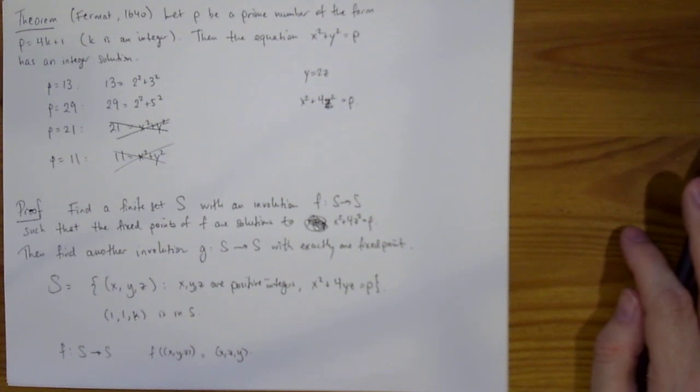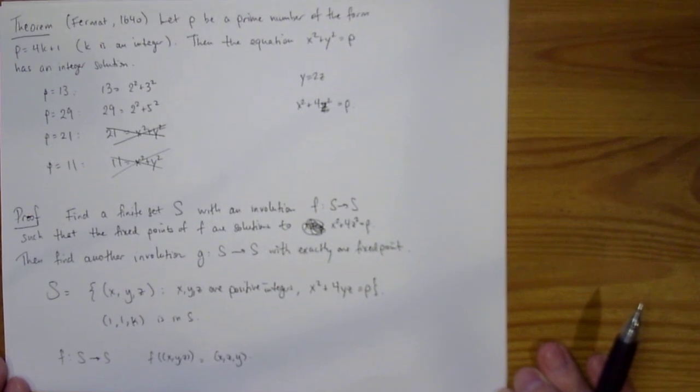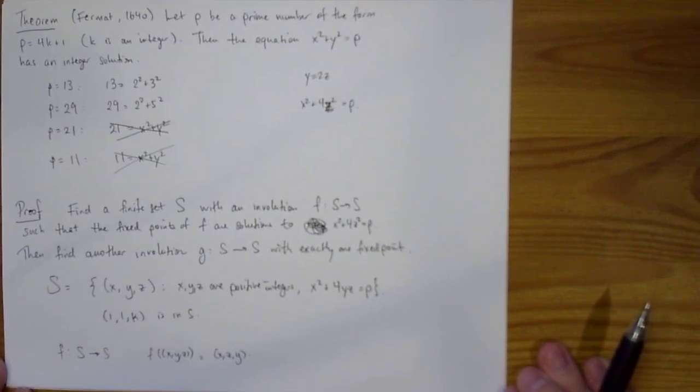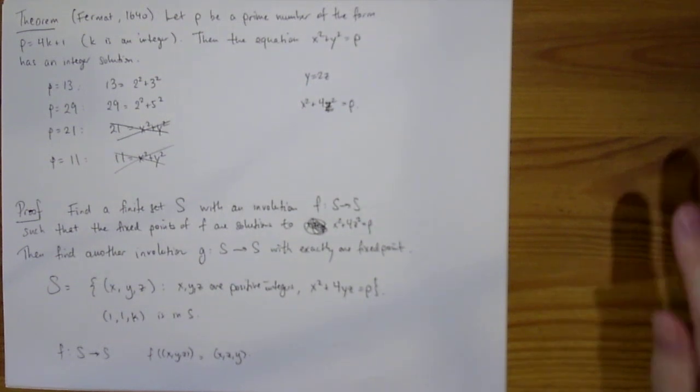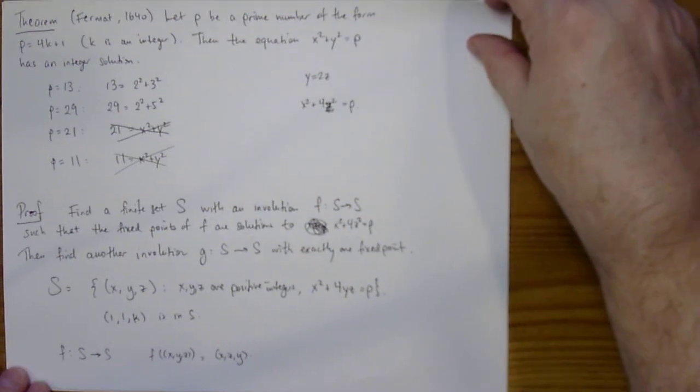Okay, so we're almost done, except for the hard part, which is we have to write down what G is. So hopefully you agree by now that if I could write down an involution G from S to S with exactly one fixed point, then I would be done. So let me do that.